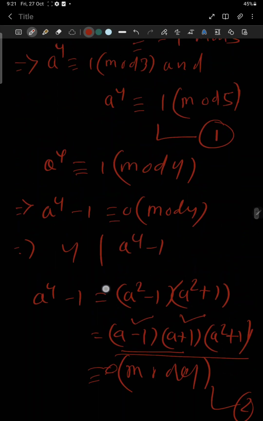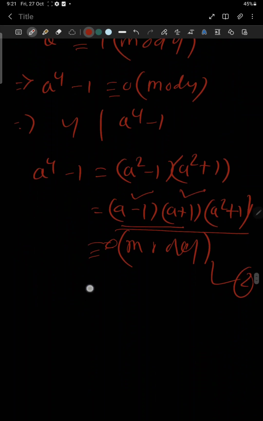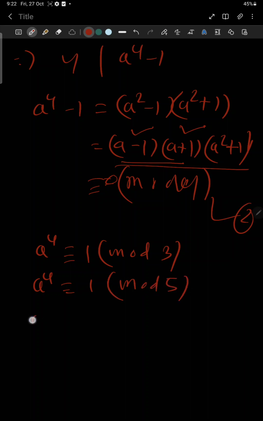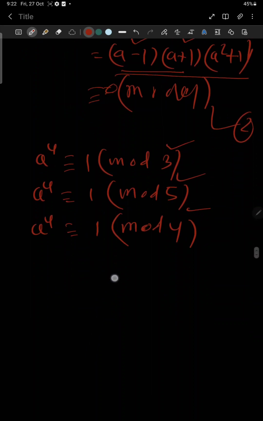From equation 1 and equation 2 we get a to the power 4 congruent to 1 mod 3, a to the power 4 congruent to 1 mod 5, and a to the power 4 congruent to 1 mod 4. Okay, and these 3, 5 and 4 are relatively prime, so we can combine these things like this.